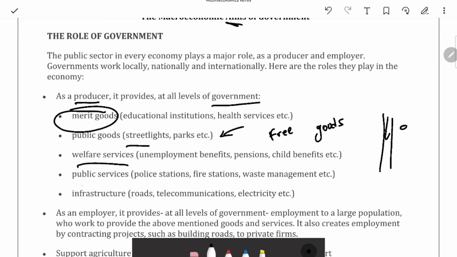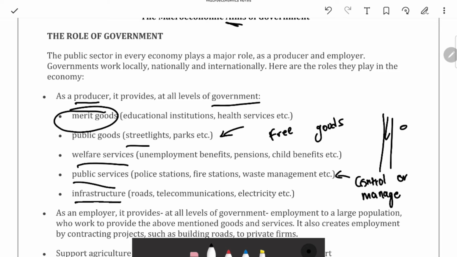Okay, the next one is public services. Just like public goods, there are public services like police stations and fire stations, and these are usually used to control or manage the economy. All of that is used to manage the economy.